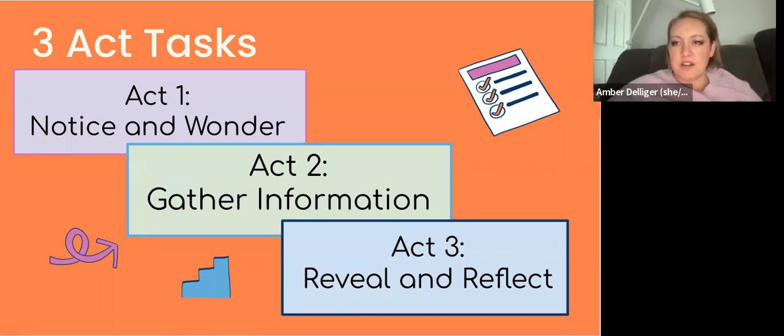Excellent. It looks like we've got a good chunk of humans back here ready to do some math. So we are going to talk about one of our favorite activities that is a more well-known Dan Meyer approach to math. And these are called 3-act tasks.